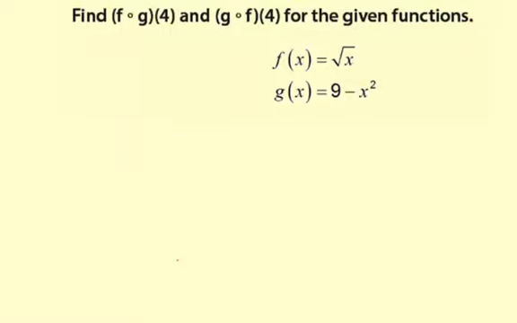Find f of g of 4 and g of f of 4 for the given functions. Here we have f of x equals the square root of x, and g of x equals 9 minus x squared. Let's look at f of g of 4 first, and we're going to do the g first, and then we're going to do the f part second.